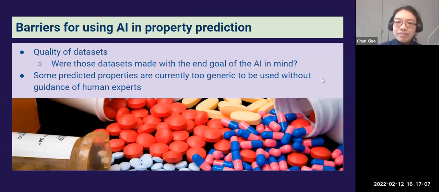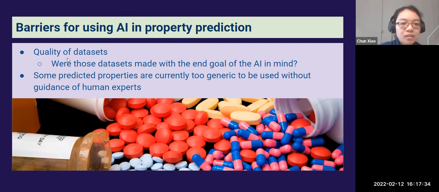However, if you have any random generic database on chemical properties, for example, then it might not be suitable for predicting toxic properties because it won't have the specific properties labeled clearly. So a machine learning algorithm that's trained on it won't be really good at predicting whether or not a compound is toxic.